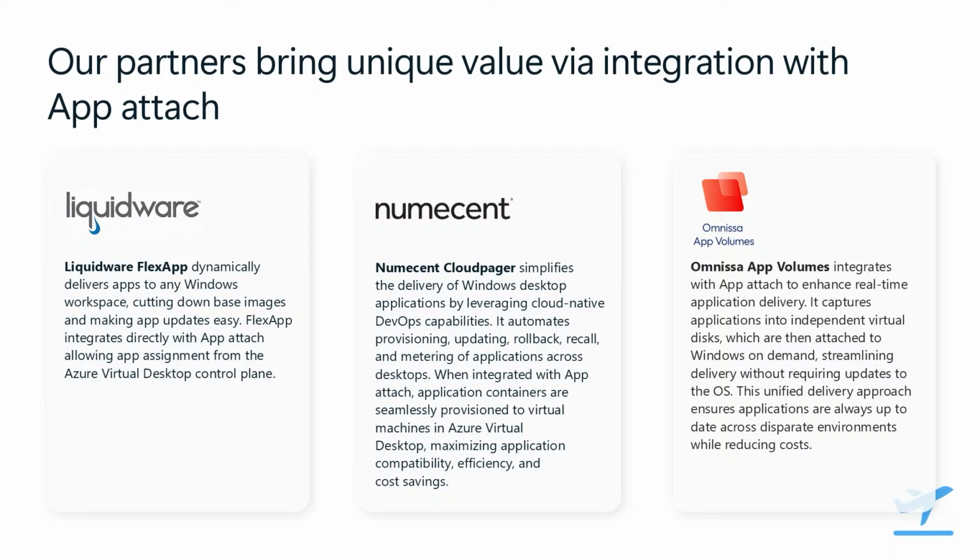And last but not least, an Omnissa App Volumes. You'll probably be more familiar with the name VMware, but the new name for that company is Omnissa. And they will take your applications, put them in an App Volumes format, and deliver them into Azure Virtual Desktop. So we've talked about these ISVs who can integrate into Azure Virtual Desktop. Let's have a look at how that works.